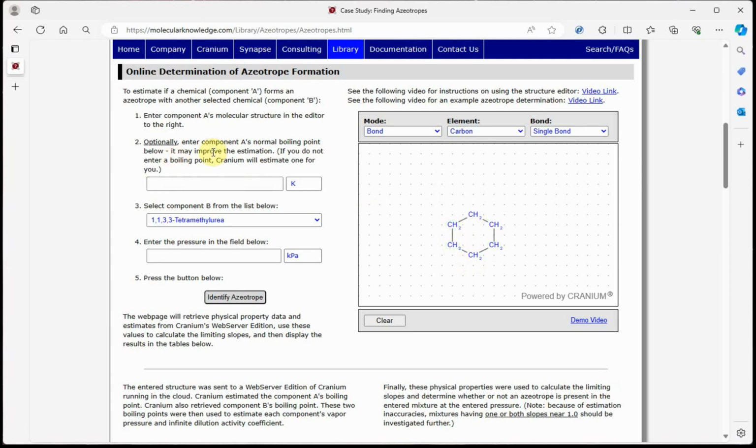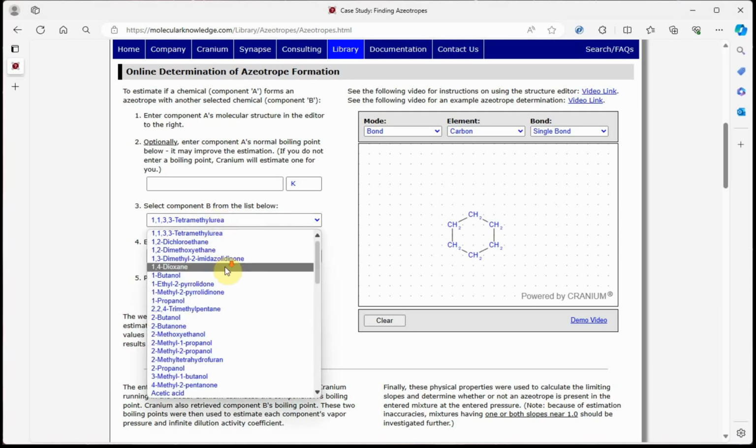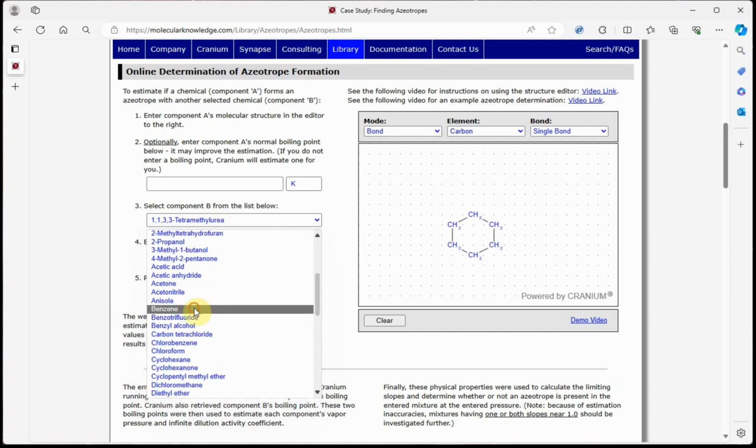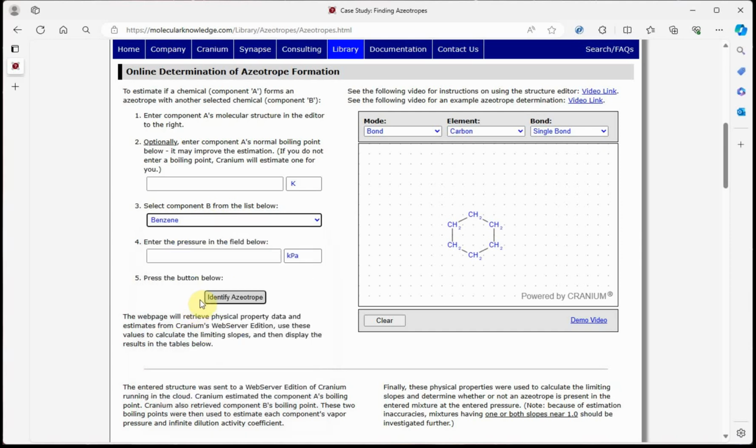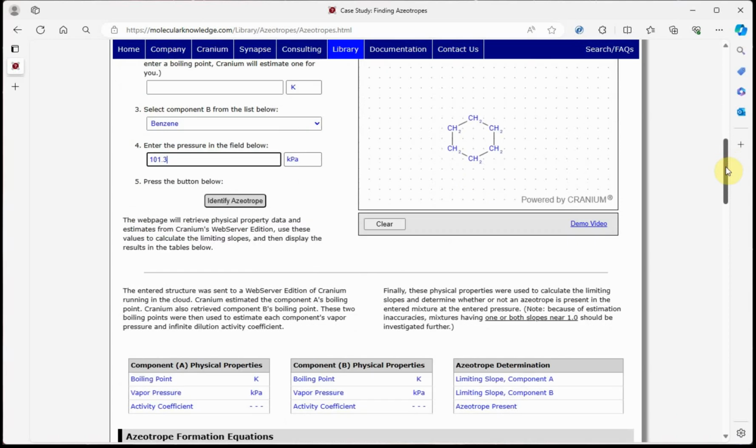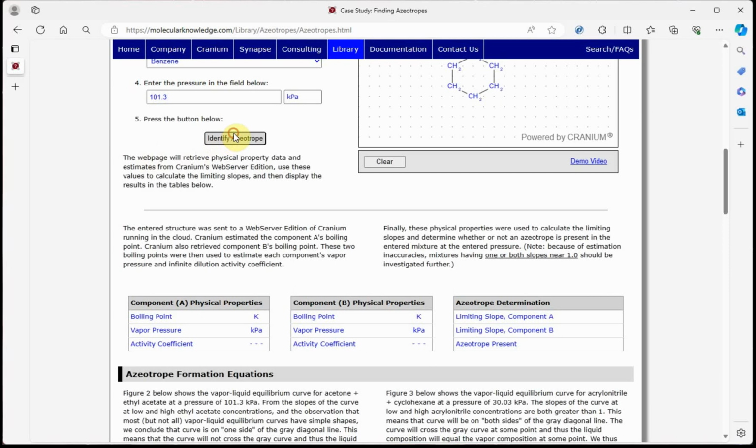The second step is optional. We skip this for now and come back to this later. In the third step, select component B from the list of common chemicals. For this example, we select benzene. Then, in step 4, enter the pressure at which we want to determine if an azeotrope forms. We enter 101.3 kilopascals. Finally, press the Identify Azeotrope button.